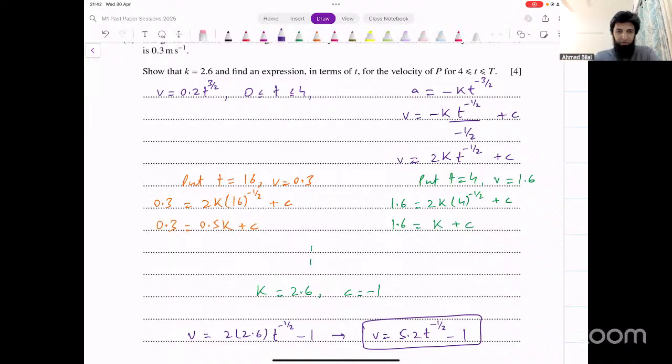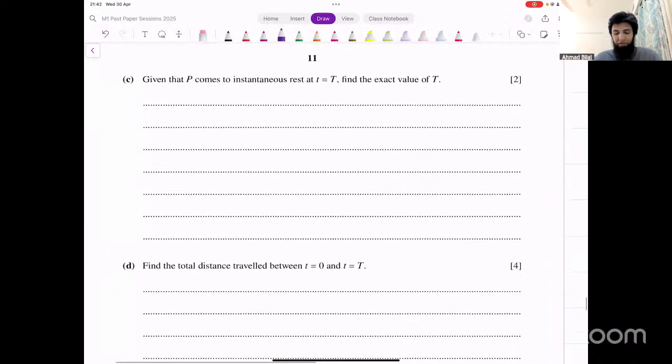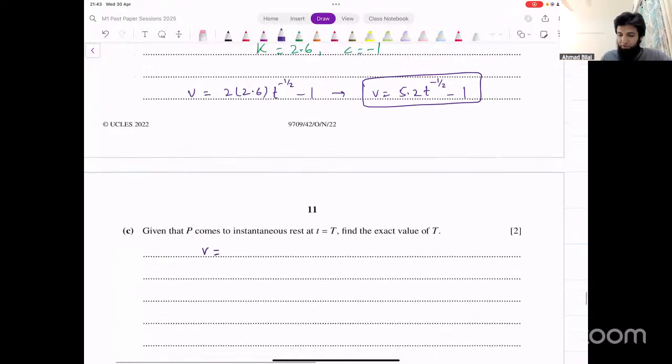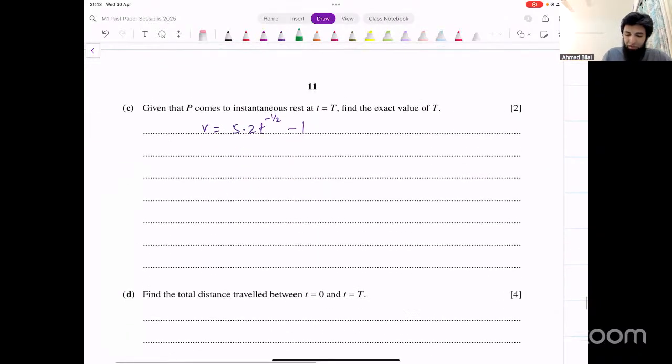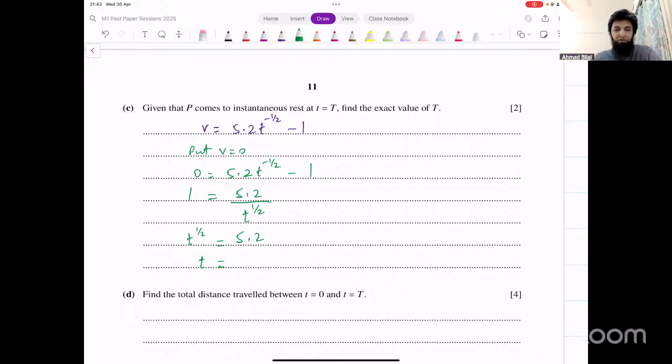Let's move on to the next part now. It says, given that the particle comes to instantaneous rest at t equals T, find the exact value of T. Now we've got the velocity function. It is 5.2 t raised to power minus 1 over 2 minus 1. If it comes to rest, you put v equal to 0 in this and find the value of t at that point. 0 equals 5.2 into t raised to power minus 1 over 2 minus 1. Take 1 to the other side, 1 equals 5.2 divided by t raised to power 1 over 2. We can make the power of t positive. If you take that to the denominator, this gets multiplied there. So you have t raised to power 1 over 2 equals 5.2. Square both sides, and that will give you the value for t. 5.2 squared. What's this value?